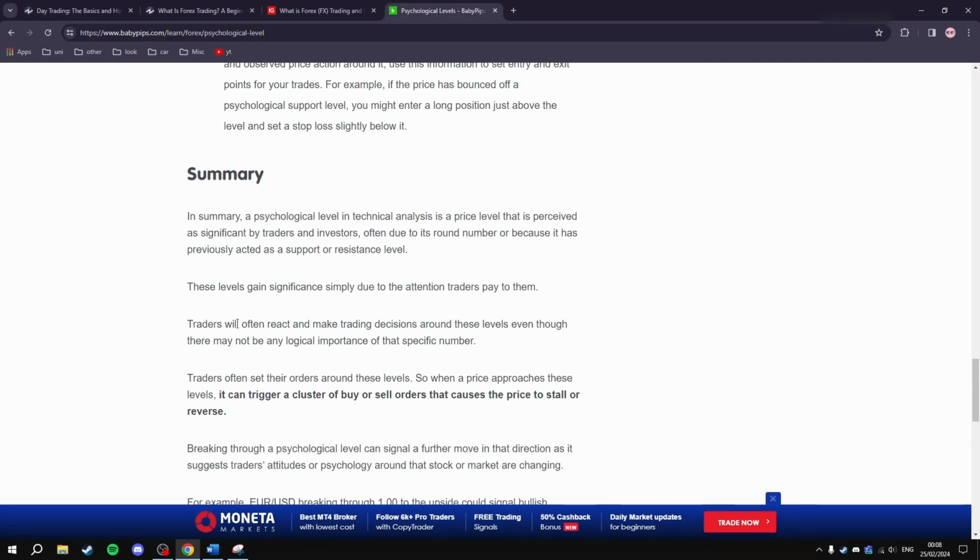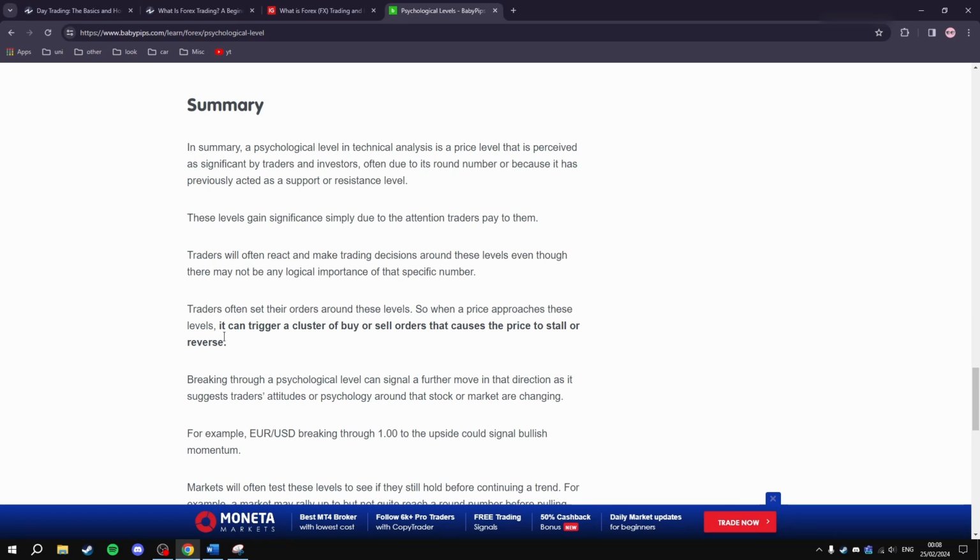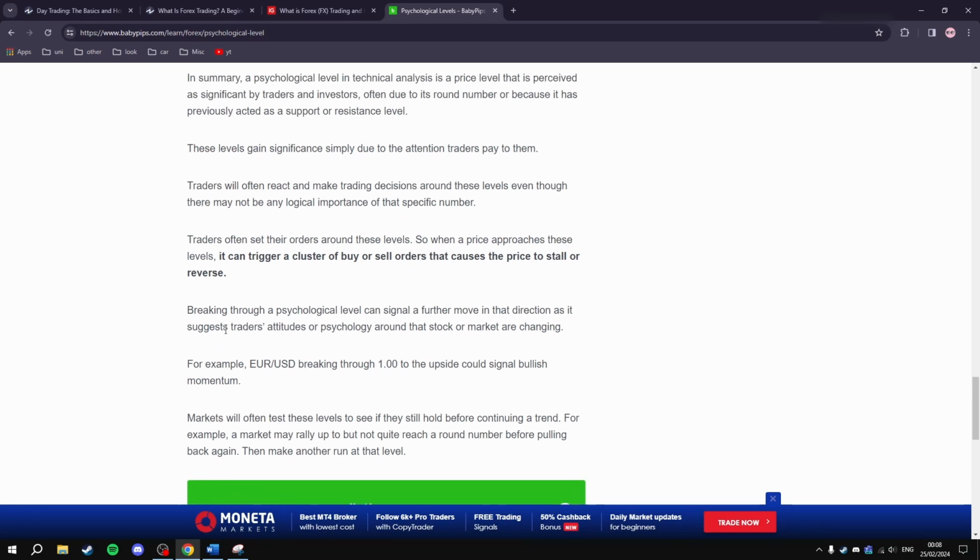Summary. In summary, a psychological level in technical analysis is a price level that is perceived as significant by traders and investors, often due to its round number or because it has previously acted as a support or resistance level. These levels gain significance simply due to the attention traders pay to them. Traders will often react and make trading decisions around these levels, even though there may not be any logical importance to that specific number.